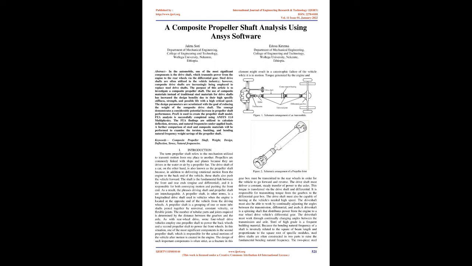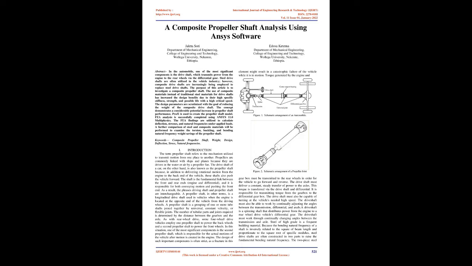Introduction. The term propeller shaft refers to the mechanism utilized to transmit motion from one place to another. Propellers are commonly linked with ships and planes because they are driven in the water or air by a propeller fan. The drive shaft of a car, on the other hand, is also known as the propeller shaft because, in addition to delivering rotational motion from the engine to the back end of the vehicle, these shafts also push the vehicle forward. The shaft is the fundamental link between the front and rear ends, engine and differential, and it is responsible for both conveying motion and pushing the front end.